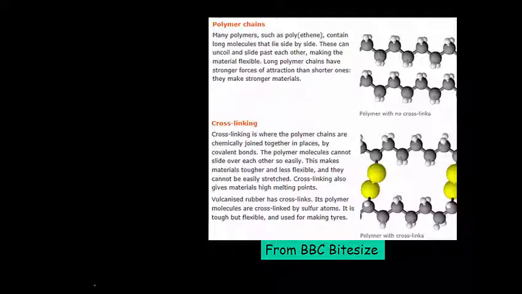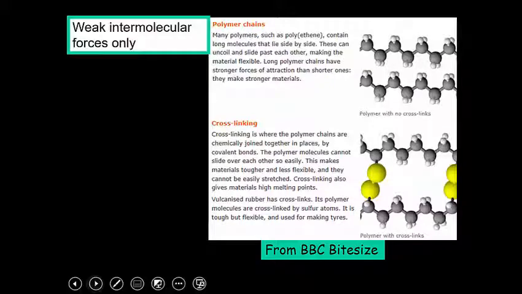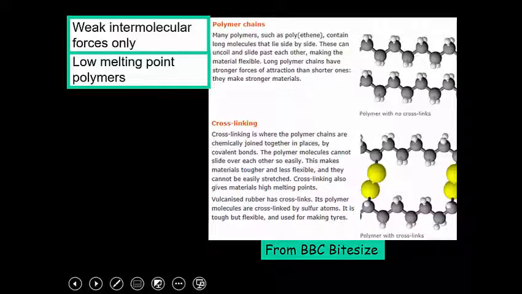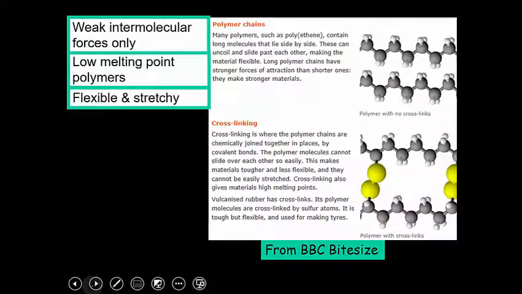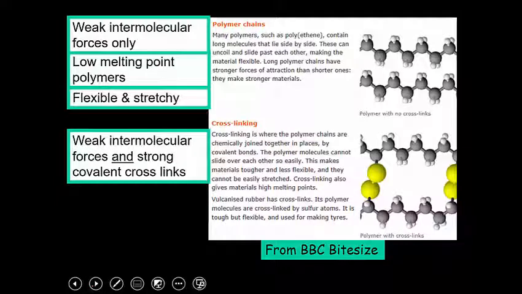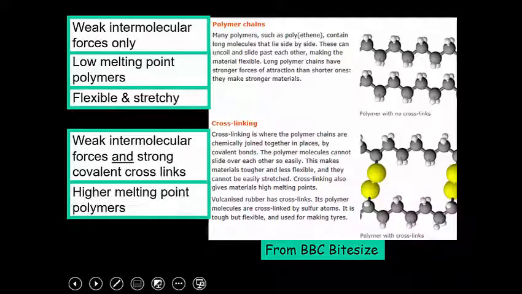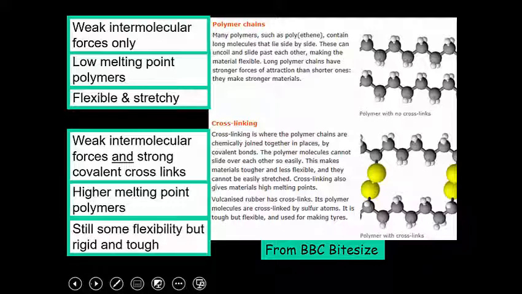Okay, polymer chains have long molecules side by side. They have weak bonds between them, but there are quite a lot of them. Where we've got cross-linking, the polymer chains are chemically joined in place by covalent bonds. Those are much more strongly joined. The polymer molecules can't slide over each other so easily, so it makes them tough and less flexible. So if we've got a normal polymer chain, there are weak intermolecular forces, low melting point, and flexible and stretchy. For cross-links, they have strong covalent bonds between them, a high melting point, and they are more rigid and tough whilst being flexible.